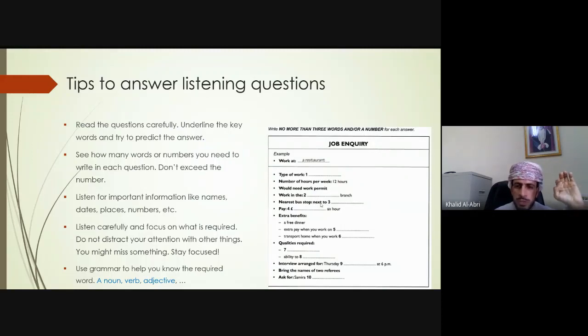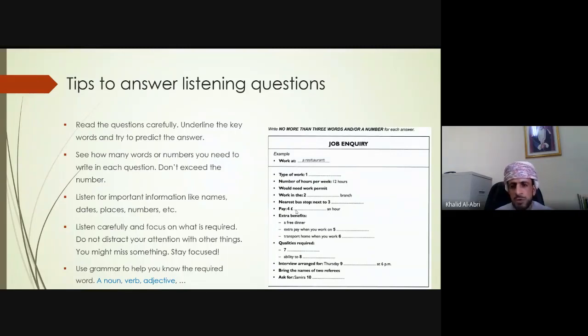So you need to pay attention to the next to. Next to what? Is it next to a station, next to a shop, a library, etc.? So you need to listen to what? To a place here. So you need to underline the keywords and try to predict. Here we can predict. We need to predict a place. Yes. And in this one, we have what?